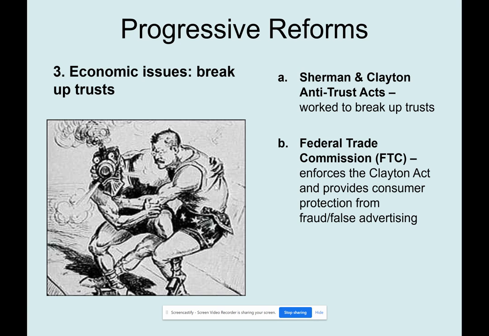Also, under Wilson, the Federal Trade Commission was established. You'll hear this in the news referred to often as the FTC. And the purpose of the FTC is to enforce the Clayton Antitrust Act and provide consumer protection from fraud or false advertising. So if you feel that a business has taken advantage of you, you can actually file a suit against them using the FTC. Their job is basically to be a watchdog over business practices and try to protect consumers from fraudulent practices.